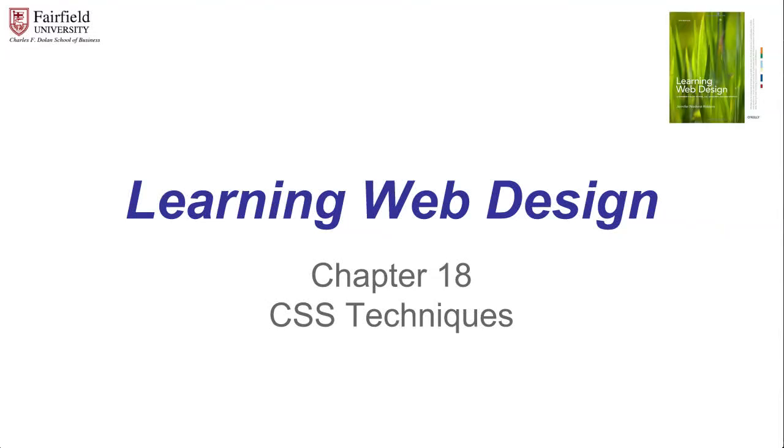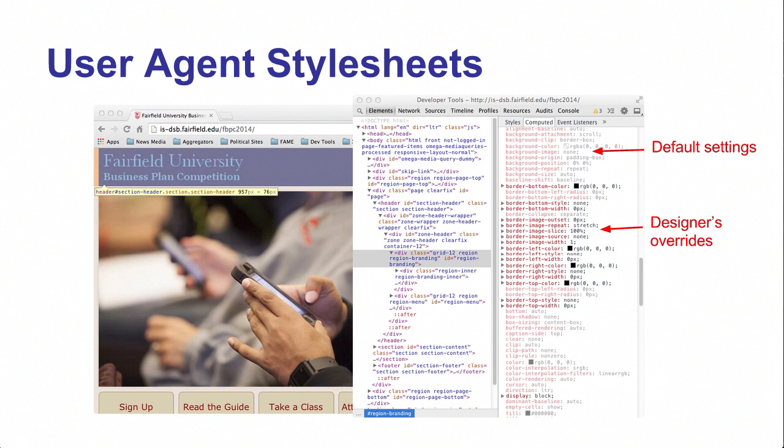This is Chapter 18 of Learning Web Design, which covers more advanced CSS techniques, including a primer on responsive web design. The chapter starts with a discussion of a so-called user agent style sheet. These style sheets are loaded by the browser before the page itself loads. They provide default settings that can be overridden later on in the cascading process. These default settings cover every conceivable property for every possible HTML element.